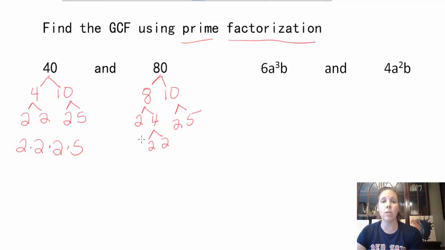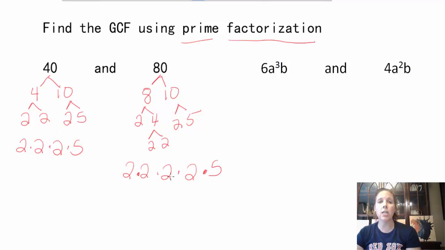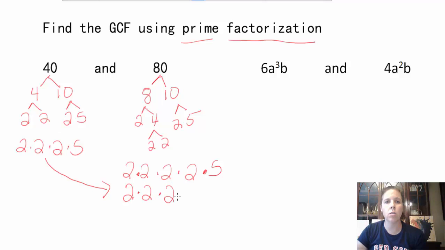So now we have 1, 2, 3, 4 twos, and then times a 5. That's a times in there. So what you're going to do, the easiest way, is to bring this and put it under it and line it up. 2, 2, 2, and 5.